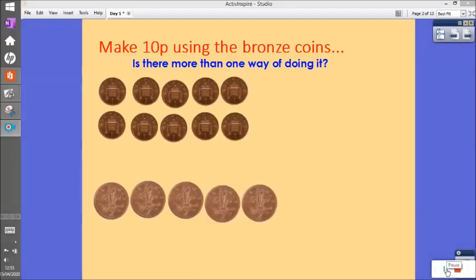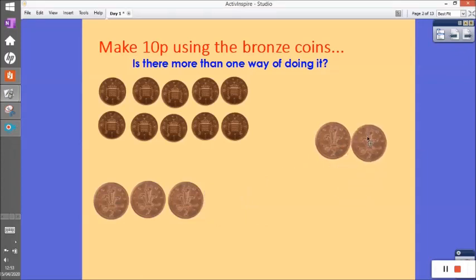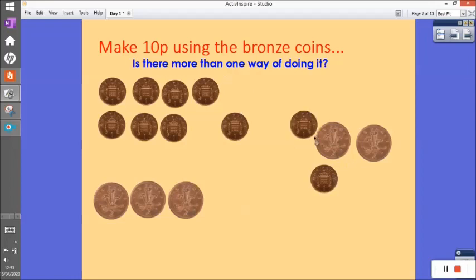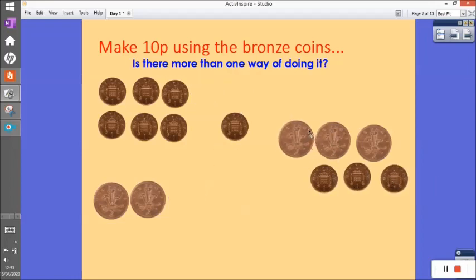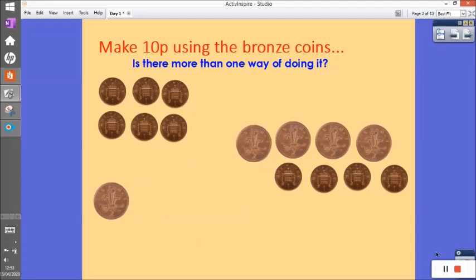Okay, so the obvious answer may have been to have 10 pennies or 5 2-pences. But if you're thinking a little outside the box, you may have had 2 2-pences and 6 pennies, because you've got 4 pence then and 6 is 10 pence. You may have had 6 2-pences and 4 pennies. Okay, there's lots of different ways you could have done that, or 1 2-pence and 8 pennies, or 4 2-pences and 2 pennies. All right, so hopefully you've got those.